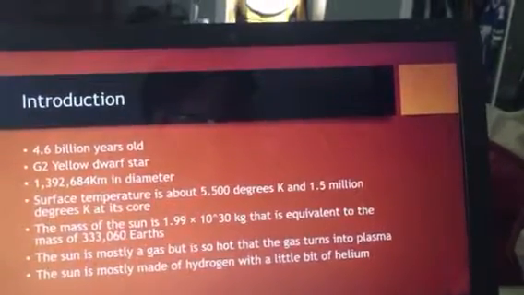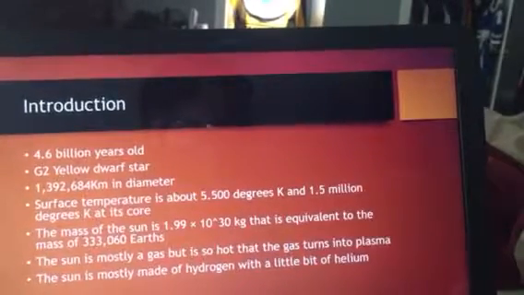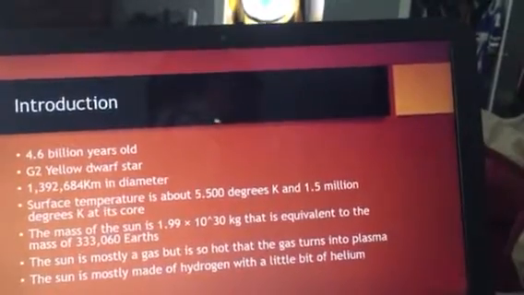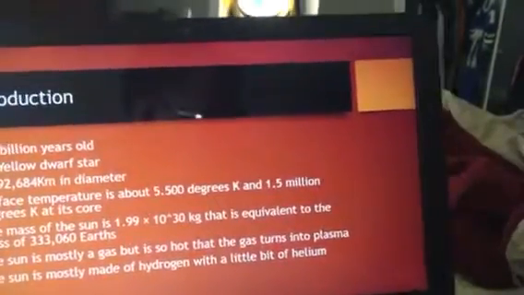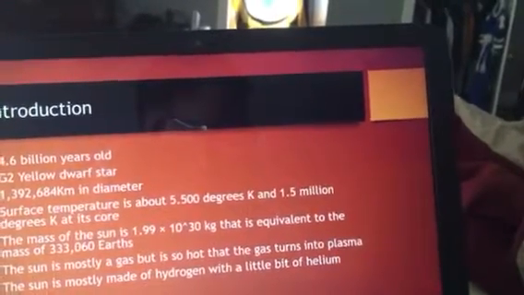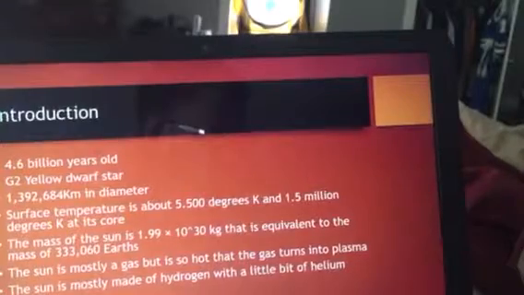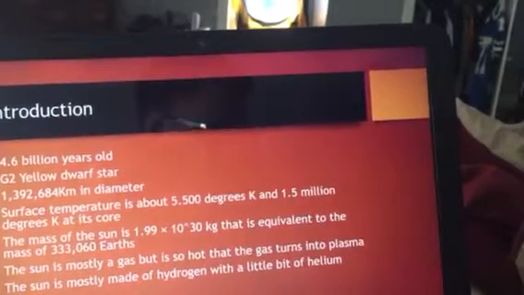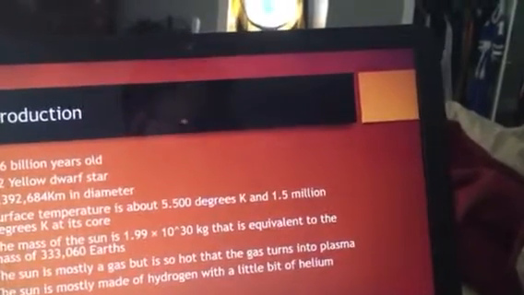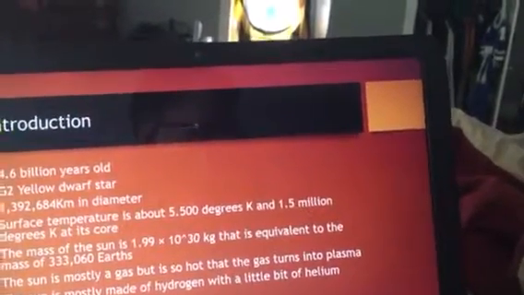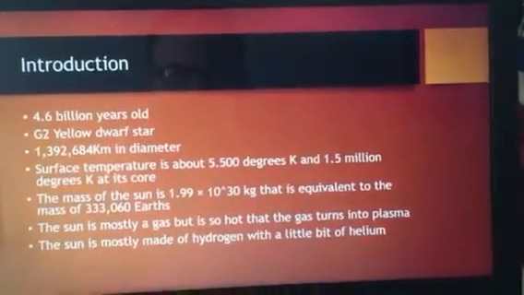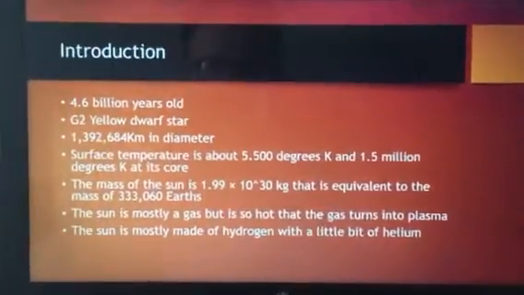The mass of the Sun is about 1.99 times 10 to the 30th kilograms. The Sun's mass is mostly a gas, but since the Sun is so hot, the gas is transformed into the fourth state of matter, plasma. It is about 90% hydrogen and 9% helium. The rest is a combination of other elements such as silicon, iron, and so on.